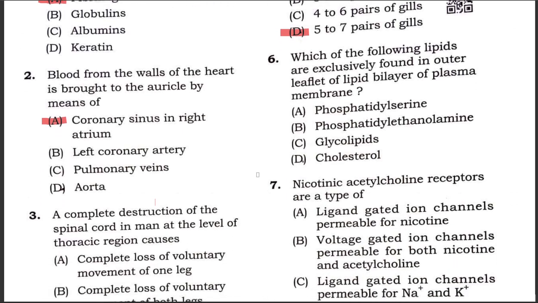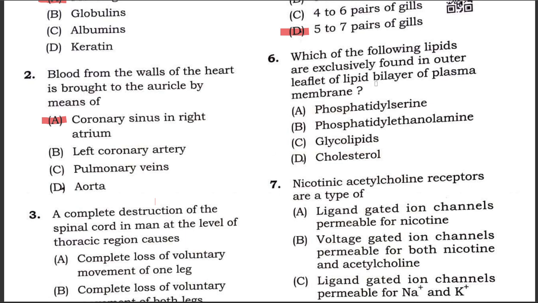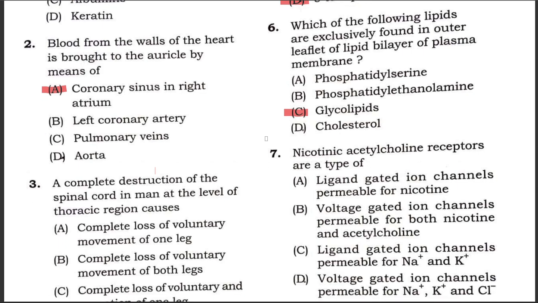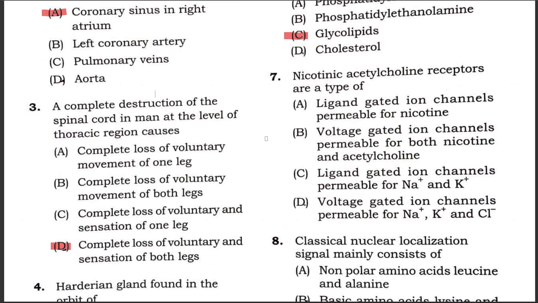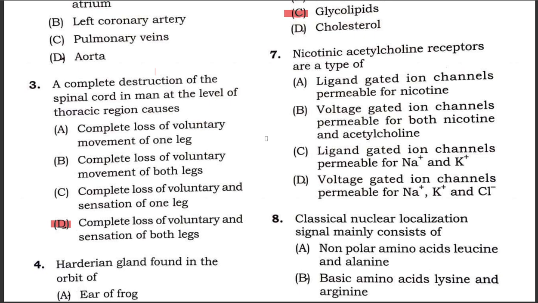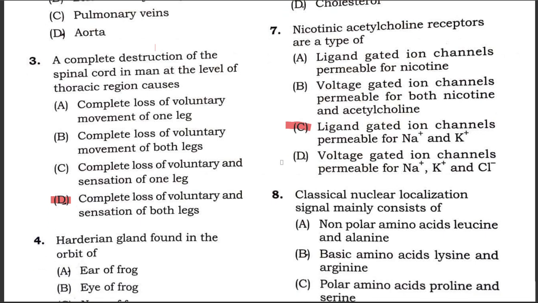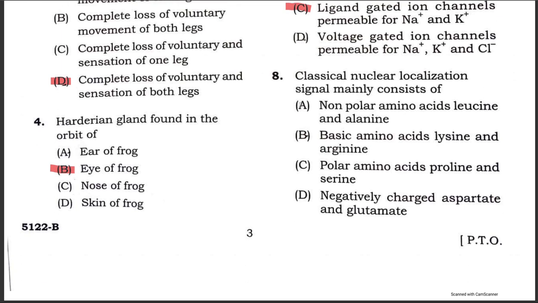Which of the following lipids are exclusively found in the outer leaflet of a lipid bilayer of plasma membrane? It's glycolipid. Phosphatidylserine and phosphatidylethanolamine are found on the inner leaflet. Nicotinic acetylcholine receptors are types of ligand-gated ion channels permeable for sodium and potassium. Classical nuclear localization signal mainly consists of basic amino acids, lysine and arginine.